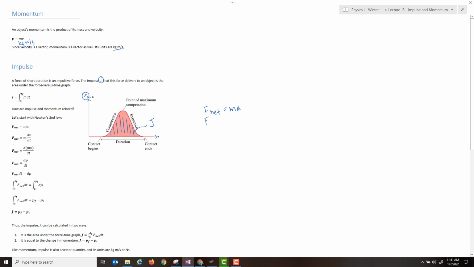Okay, so let's change our acceleration to the definition of acceleration. Acceleration just means the change in velocity over the change in time, or another way of writing that is dv by dt. That's the definition of acceleration, how fast your velocity is changing over time.